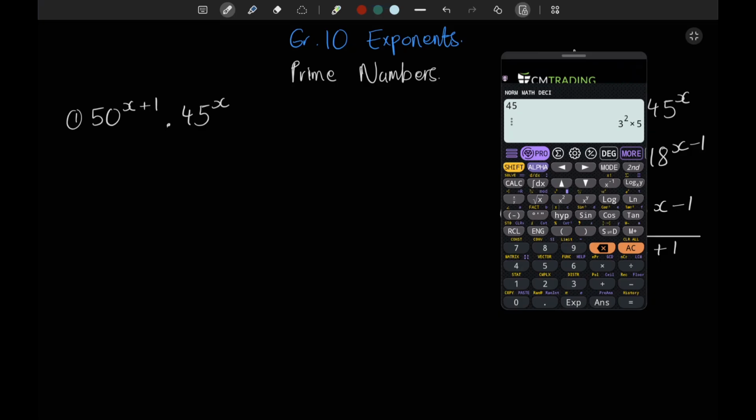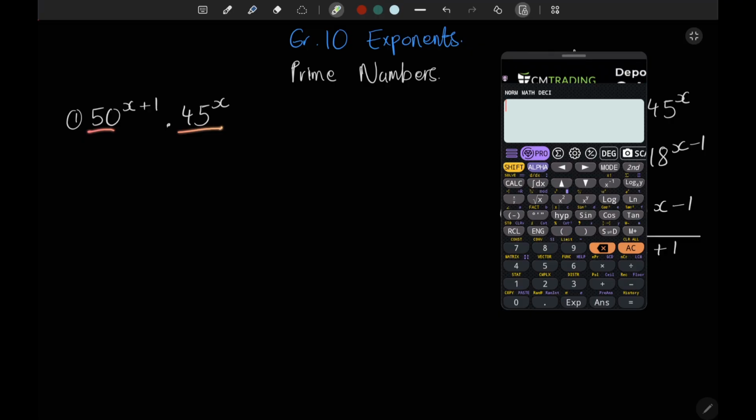In today's lesson, we'll learn prime numbers or prime factors in exponents. Let's try to solve 50 to the power x plus 1 times 45 to the power x. Normally in exponents, you have to consider your bases. You have to check whether you have the same base. In this case, you have 50 and 45. You don't have the same base.